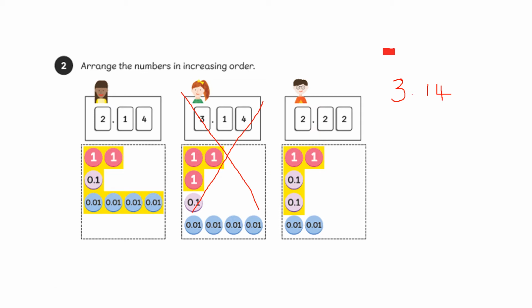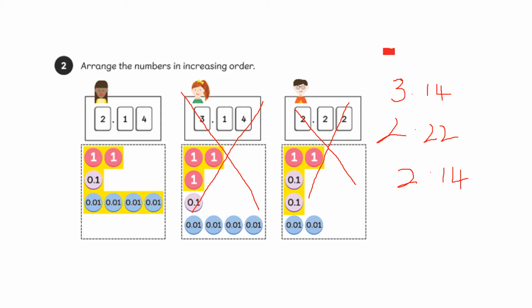So let me get my pen and I'm going to write 2.22 in my funny finger writing, and I'm going to cross that one out because I know that I've now used that number. So now I know that the first number, the 2.14, must be the lowest number.